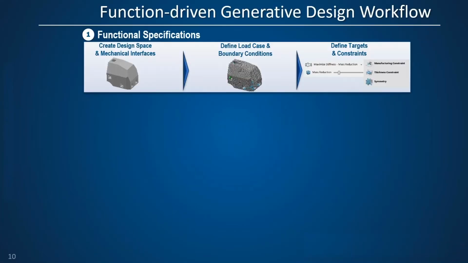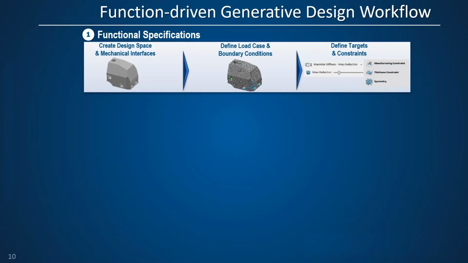Getting to the next part. So what are the stages that are involved in the functional driven generative design workflow? What is the workflow which we are going to follow? First, we start with the functional specification. When I say functional specification, it's the CAD part which we are going to work with initially. Okay, so first we start with creating the design space and mechanical interfaces. As the next step, we define the load cases and we define the boundary conditions.